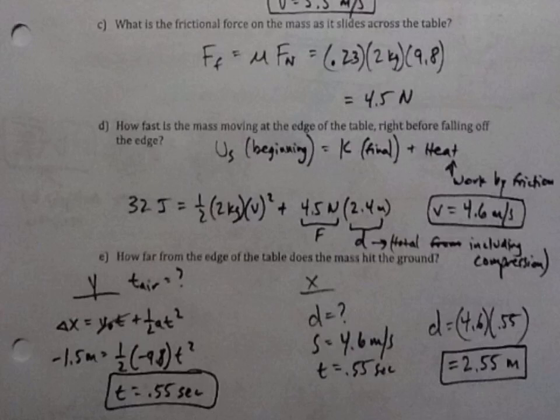And then to figure out how far from the edge, we know that horizontally speaking, when we talk about projectile motion, horizontal motion is constant, speed is constant, so distance equals speed times time. That speed that we're using is the speed right when it leaves the table, which we got from Part D. So 4.6 meters per second times how long it's in the air, and we see that it lands 2.55 meters away.